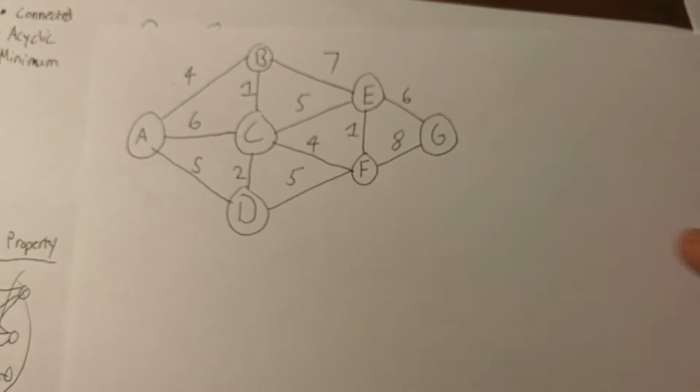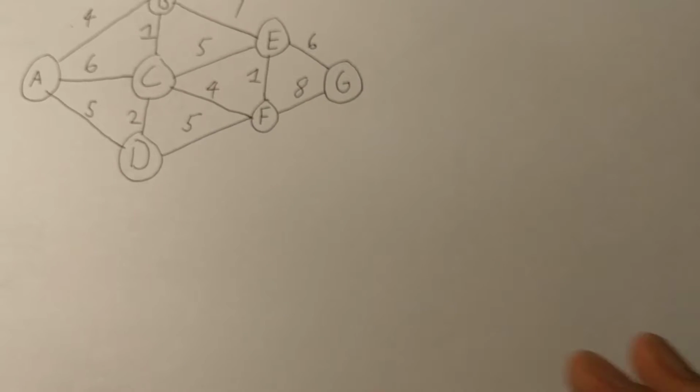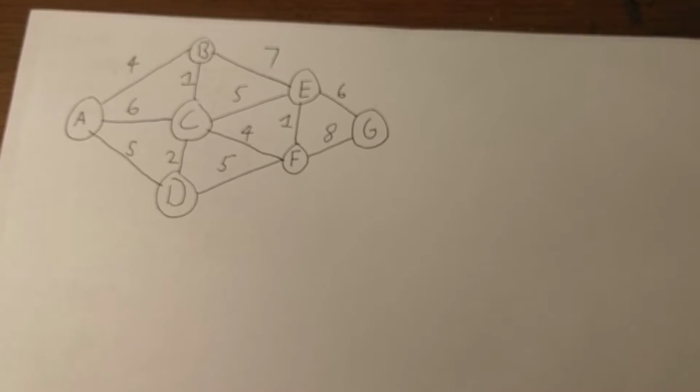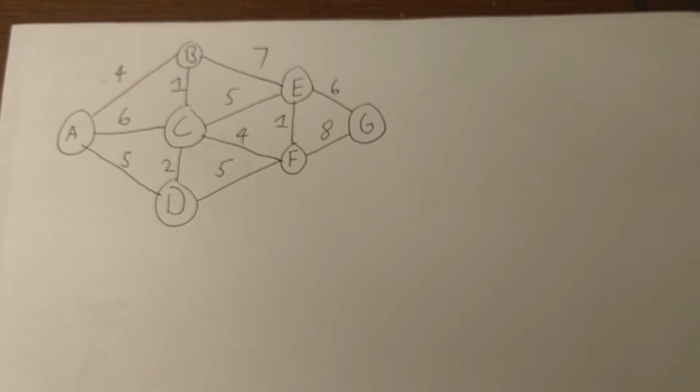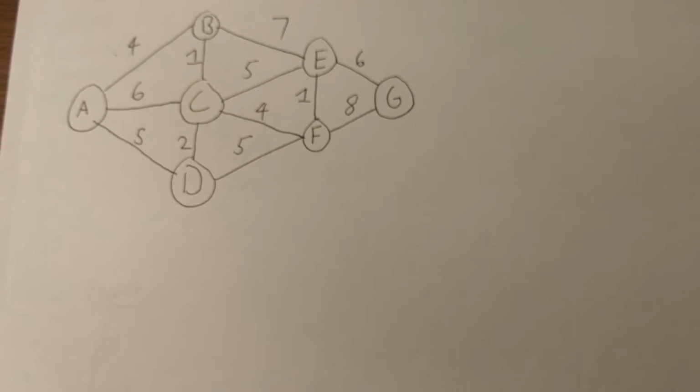So here's an example graph now. And using this graph, we'll try to create the minimum spanning tree using Prim's algorithm. And we can arbitrarily start at any node because we know all of them have to be included in our minimum spanning tree.